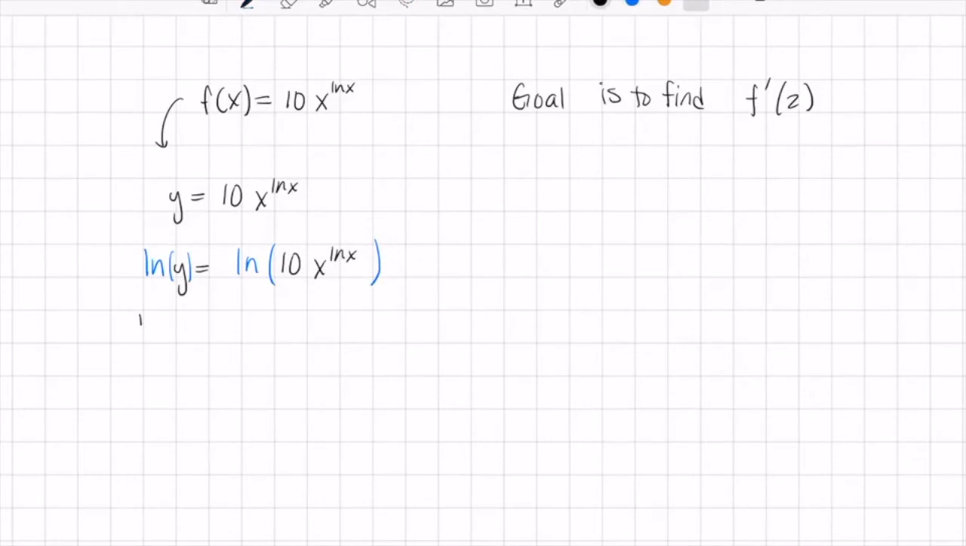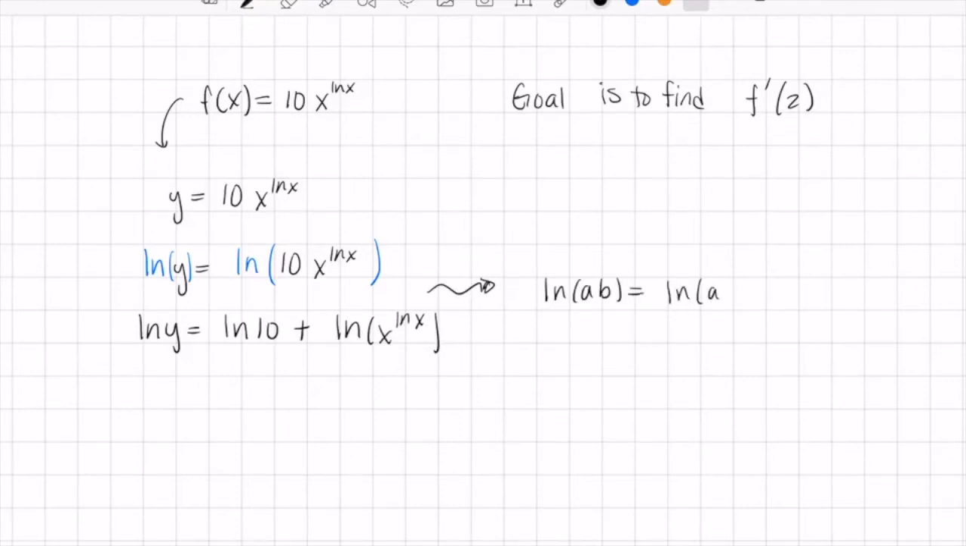So now we can use some clever algebra. We have ln of y equals ln of 10 plus ln of x to the ln x. And what did I do here? Well, if we have ln of a times b, this can be written as ln of a plus ln of b. Okay, so that's the clever algebra there.